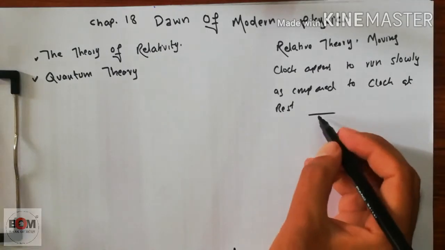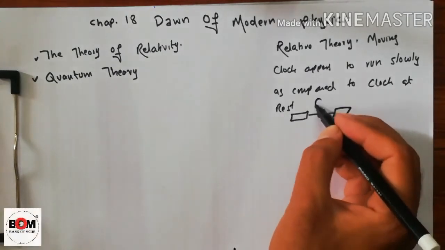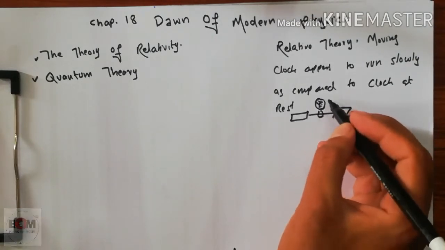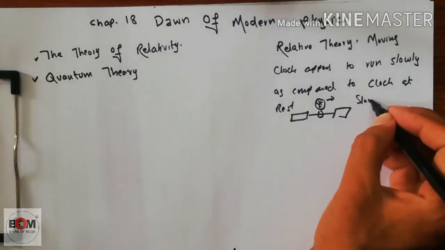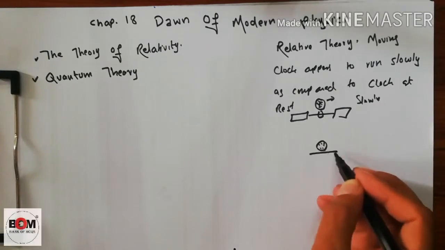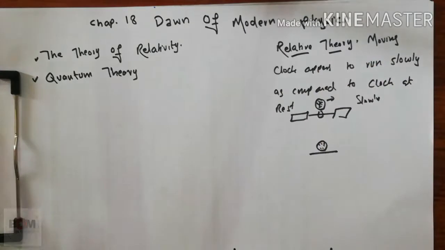For example, a satellite is moving with some high speed and it contains a clock. Now the clock on the satellite will appear to be running slowly as compared to another clock present on the earth's surface. So this is the point, always bear this in mind.